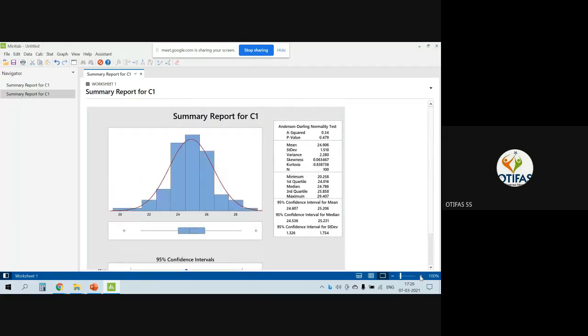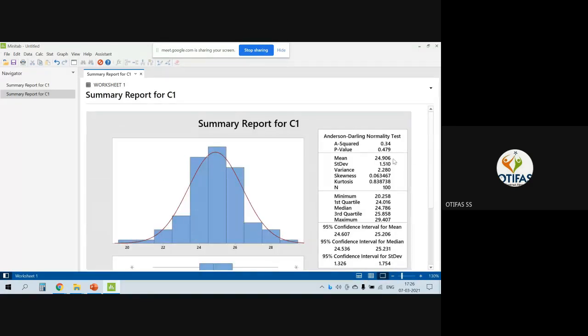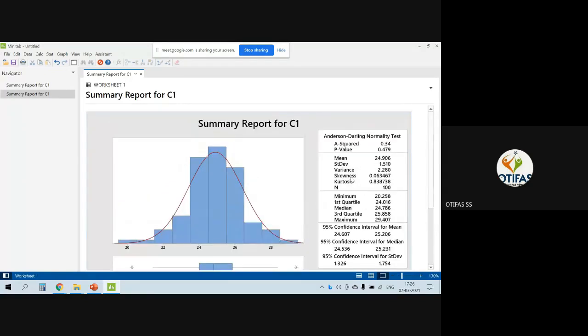If you want to know the mean and median, see in Minitab, mean is 24.906, standard deviation is 1.2, variance is this, minimum is this, first quartile, 25% of the data, where is it lying? Median, what is the median? Third quartile, what is the third quartile, etc. And what is the maximum value? So all those descriptive measures in one click, you get in Minitab. Understood? With the shape also, the graphical summary also.